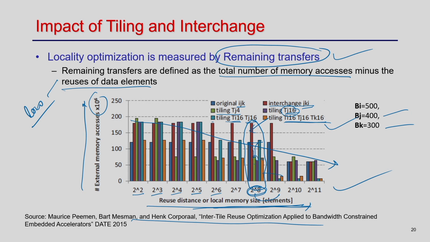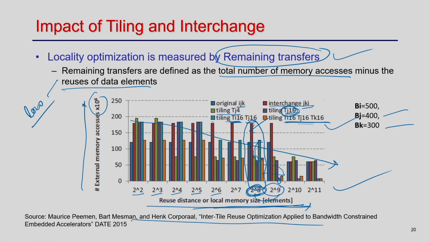For example, when your local memory is 2 to the power 8, 256, tiling all i, j, k does not give you good benefit. It is worse than just doing tiling of j by 16. But if you take a window of 2 to the power 9, you can see that it gives a huge improvement. When you tile all, you have a huge improvement, and the best result you are going to get is if you just tile i and j.